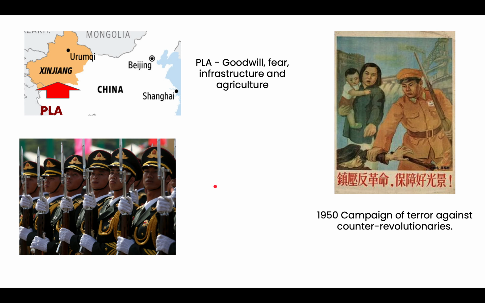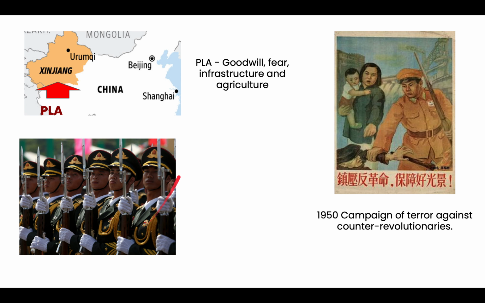We then have the role of the PLA. So the PLA were the People's Liberation Army, the army used in China. It started off as 5 million men in 1949. But in order to ensure that Mao was able to manage them and keep control over them, that was reduced to 3.5 million in 1953 and then 2.5 million in 1957. And that reduction essentially meant that the PLA were no longer a threat to the party.